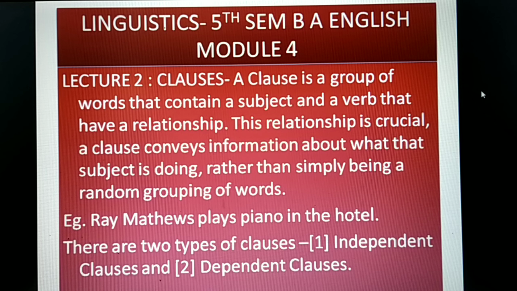That is of course the part of the sentence where we have the doer of the action. Ray Matthews is the doer of the action. What does he do? Plays. The action is plays, that is the verb. And what does he play? Piano in the hotel. So it is a clause. Here we have a very crucial relationship between the subject and the predicate.